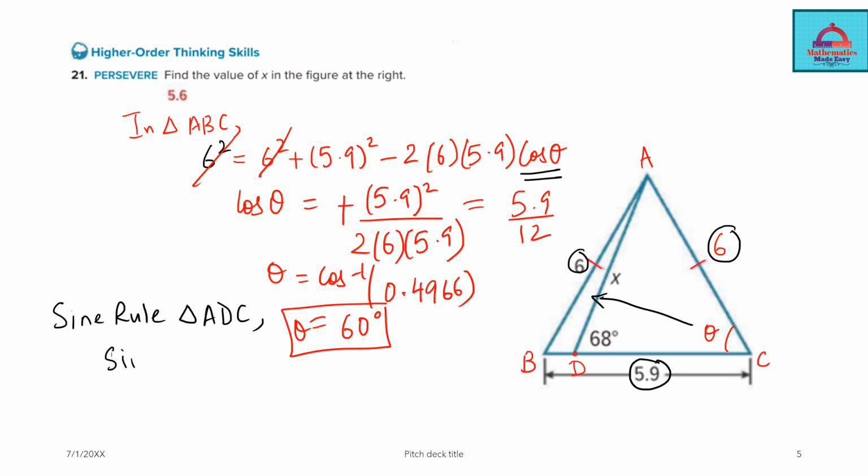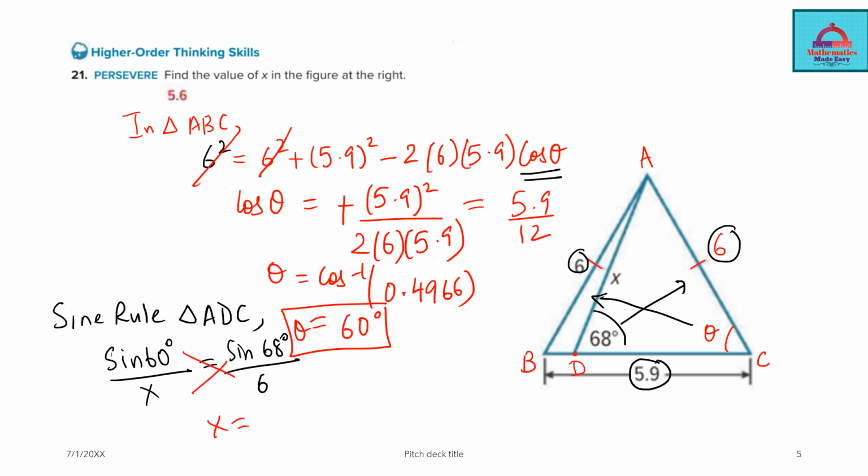So sine 60, what is the side opposite to it? The side opposite is x, that's what we need to find. And if I take this angle 68, the side opposite to it is 6. So sine 68 divided by 6. Now we can cross multiply to get the value of x.